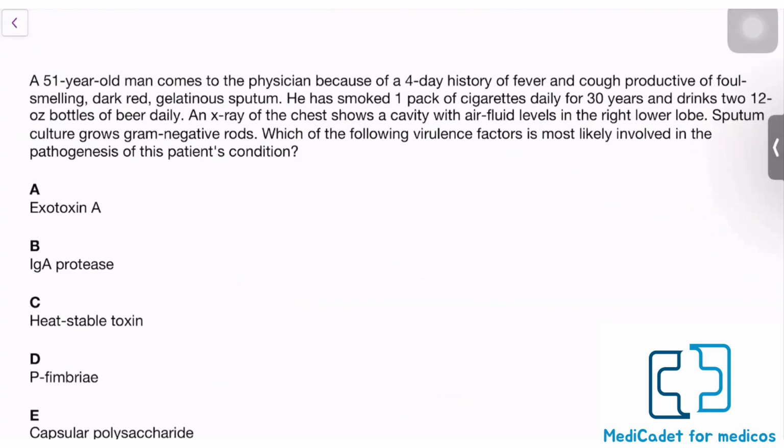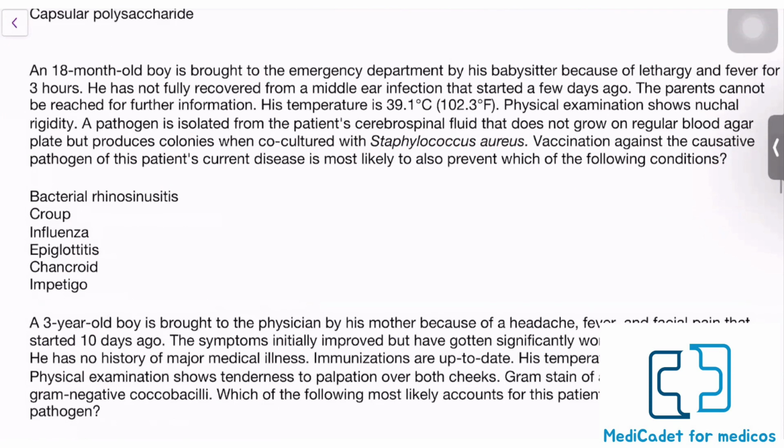This 18 month old boy. Try to answer that question.